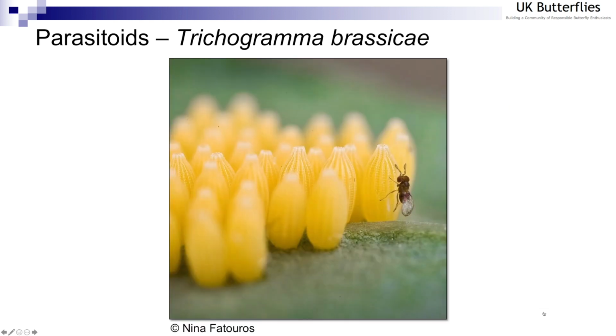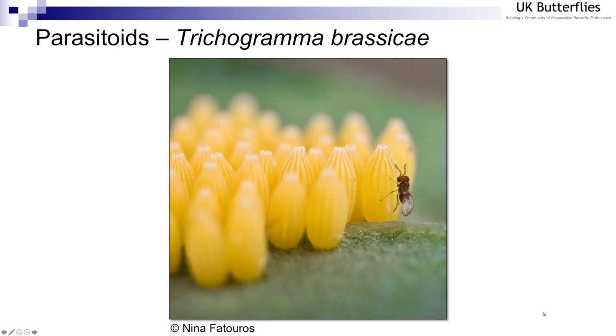So this is another example of a parasitoid, Trichogramma brassicae, but in this case it doesn't parasitize the larvae of the large white, but the eggs. It's absolutely tiny, as you can see in this amazing photo by Nina Fatoros. What happens in the large white is when the male and female mate, the male leaves what's known as an anti-aphrodisiac on the female. It's essentially pheromones that alert other males to the fact that the female's already mated, and is really an attempt to deter them from mating with a female again.